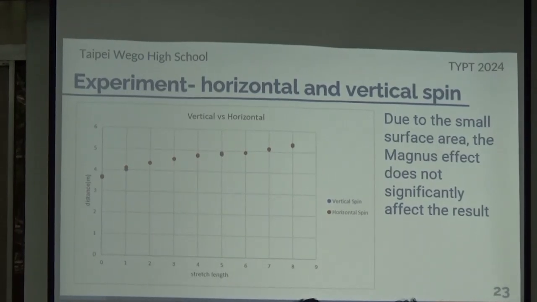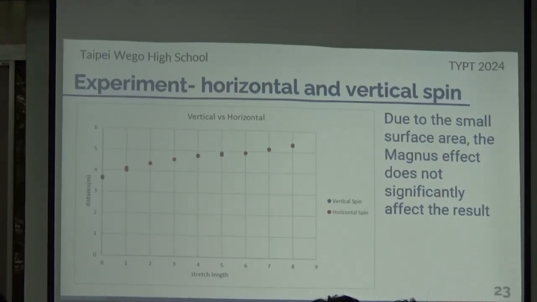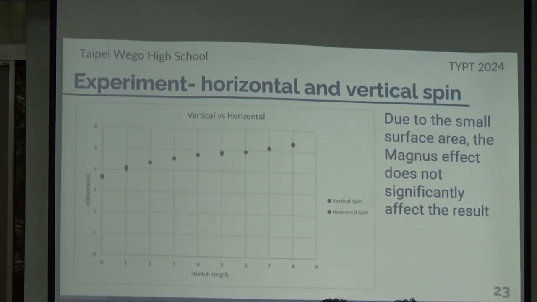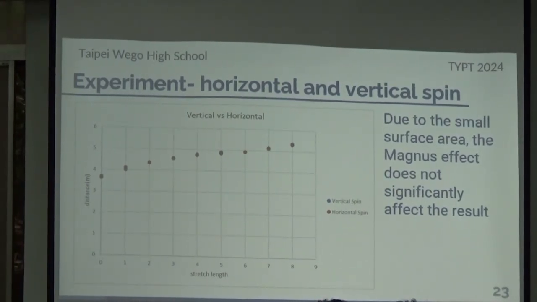And another experiment is about the horizontal and vertical spin. We have the experiment about shooting, where we want to know whether the rubber band spinning horizontally or vertically makes a difference to the distance of the outcome. And as you can see in the figure, we can see no significant difference between the vertical spin and the horizontal spin, due to the small surface area, and the magnetic effect does not significantly affect the result.